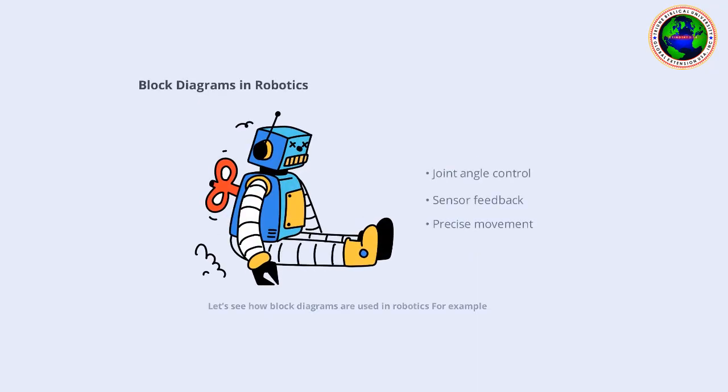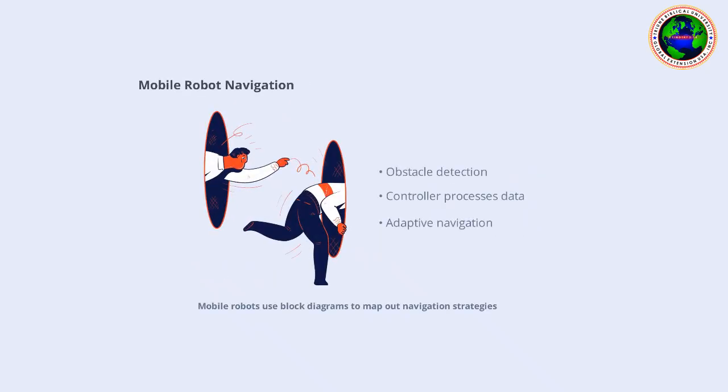Let's see how block diagrams are used in robotics. For example, in joint angle control, each joint's position is measured by a sensor, compared to the desired angle, and adjusted by a controller and actuator. This closed-loop setup ensures precise movement, whether it's for a robotic arm in a factory or a mobile robot navigating a room. Mobile robots use block diagrams to map out navigation strategies. Sensors detect obstacles and position, controllers process this information, and actuators adjust the robot's movement. The feedback loop allows the robot to adapt to changing environments and reach its destination efficiently.